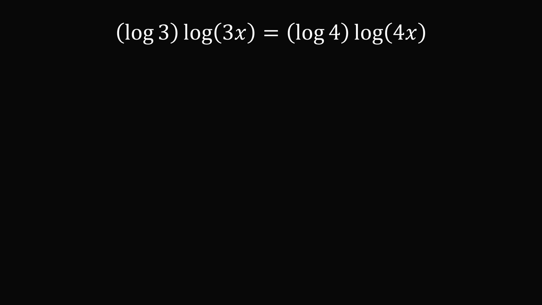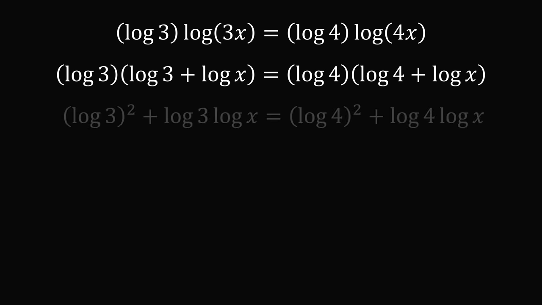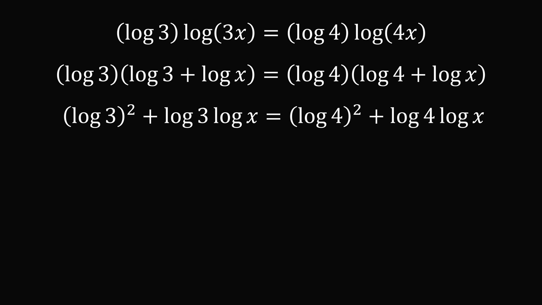Log of 3x is equal to log of 3 plus log of x, and log of 4x is equal to log of 4 plus log of x. So we substitute those in. We will now distribute log 3 on the left-hand side and log 4 on the right-hand side. Let's now group like terms. We'll bring all the constant terms to the left-hand side and all the terms with log x to the right-hand side.